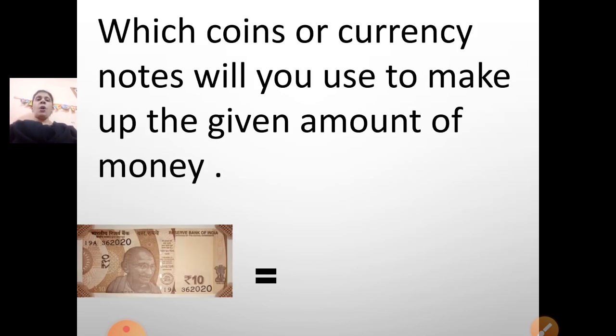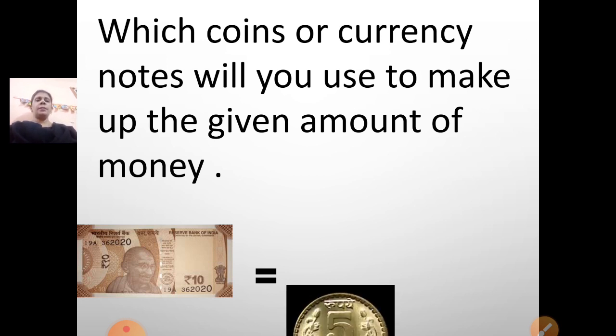Now, which coins or currency notes will you use to make up the given amount of money? This teacher has taught you earlier, correct? A 10 rupee note. Now, to make a 10 rupee note, which coins or which currency notes are you going to use? Let us see which amount you are going to use.